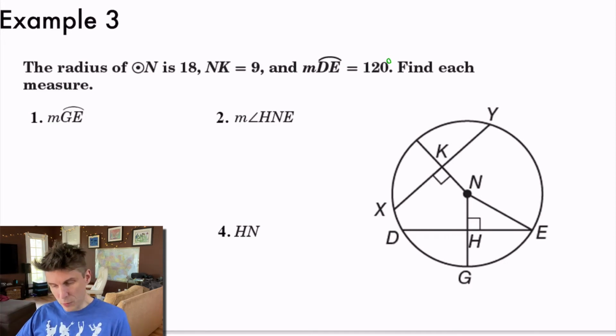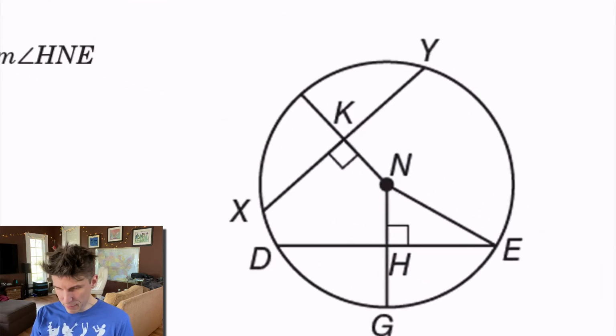Okay, so one thing that I would like to do is label the diagram. That's what all good geometers should do. So they're saying the radius is 18. So let's look for a radius that I can label. NE, perfect. NE is 18.